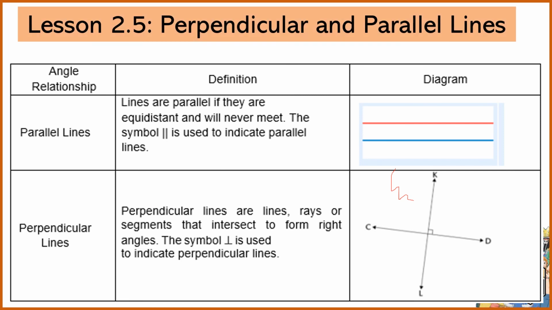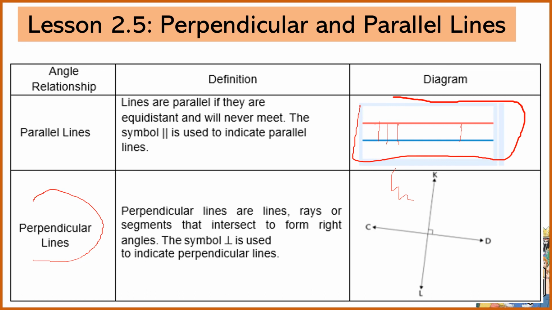So the last topic is about perpendicular and parallel lines. So parallel lines are parallel if they are equidistant and will never meet. The symbol 2 vertical lines is used to indicate parallel lines. So sa tanawa sa diagram ninyo class, we have two lines here. Equidistant sila. Point from one side to other point, equidistant. Okay, and they will never meet mao nang parallel lines.